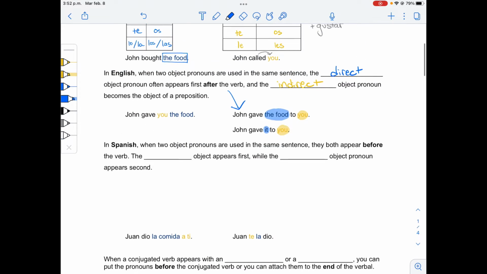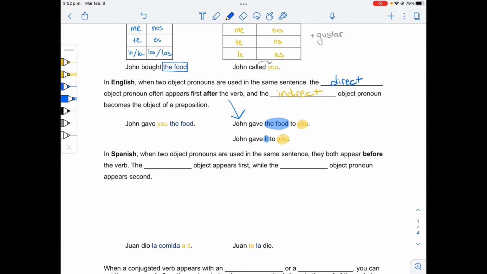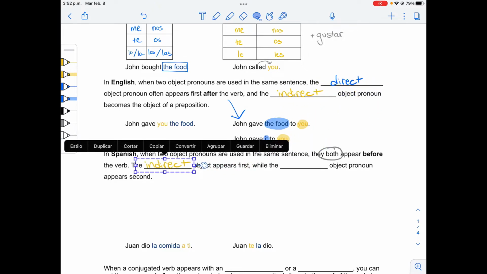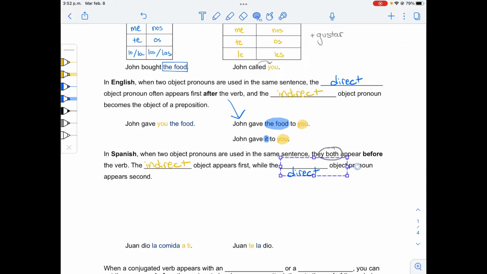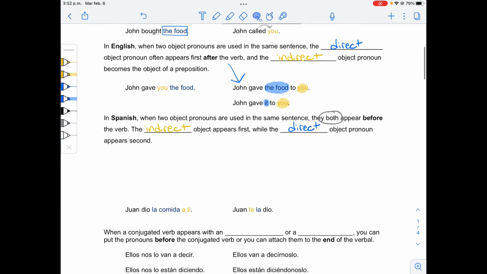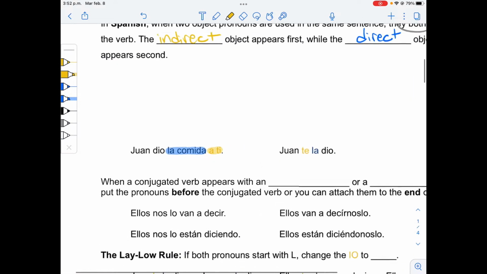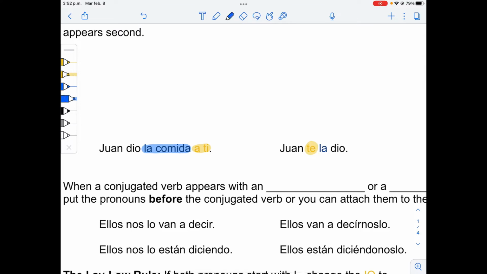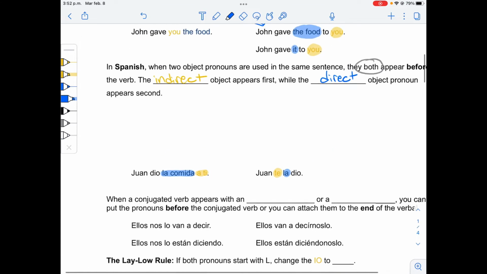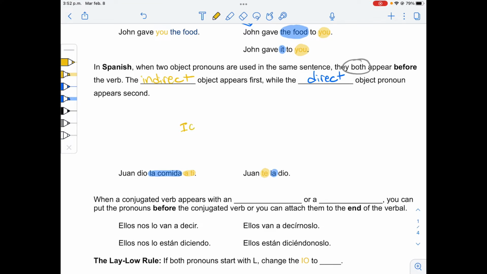Okay. So in Spanish, if we have two object pronouns in the same sentence, they are both going before the verb. So that's exciting. But unlike in English, where the direct object comes first, the indirect object is going to go first, and then the direct object comes second. So if the sentence was, Juan dio la comida a ti, he gave the food to you, we're actually going to switch that order. Te la dio. So we put our indirect object pronoun first, and then we put our direct object second.